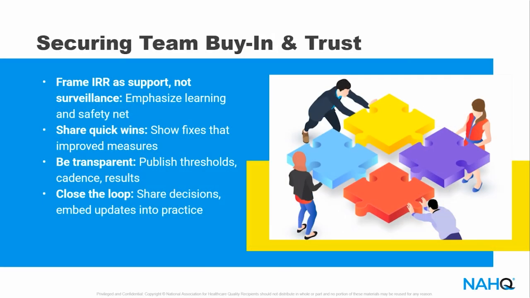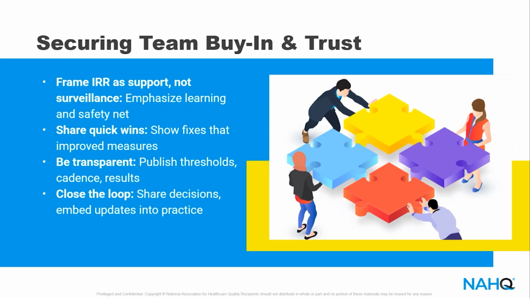So after you make IRR practical and right-sized, the next step is getting your team on board. How you frame it makes a big difference. Position IRR as support, not surveillance. It's a safety net to catch issues early and keep everyone aligned, not a way to police performance. Normalize coaching by trending mismatches as opportunities that refine judgment and clarify specs. Show those quick wins by sharing real examples where IRR prevented data errors, clarified something confusing, or improved an outcome before it was reported. Proof builds buy-in.